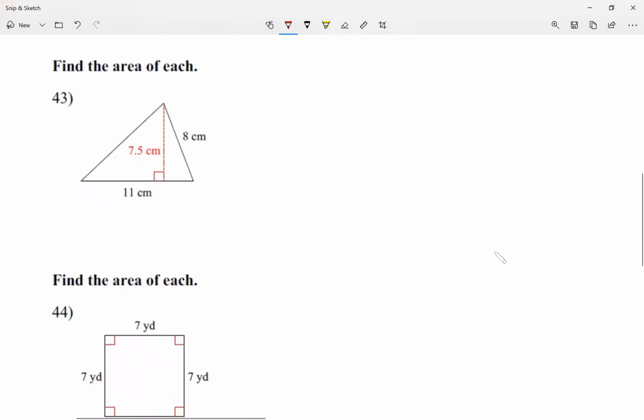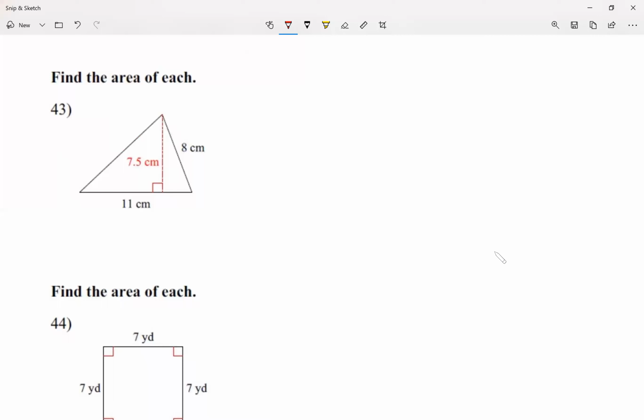Then we started looking at area, looking at question number 43. A triangle. A triangle, always look for the 90-degree angle. There's a corner. Sometimes it's inside the triangle, sometimes it's outside of the triangle, sometimes at the corner. The two numbers that make that angle are, in this case, 7.5 and 11. Those are the two numbers that I'm interested in. I'm not looking at every single number. I'm looking at the two numbers that make the 90-degree corner.